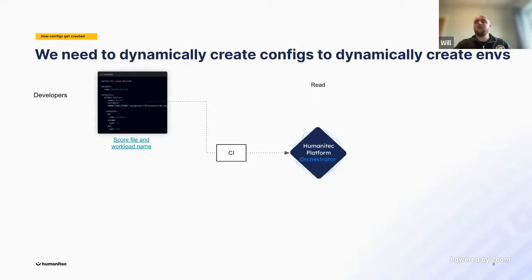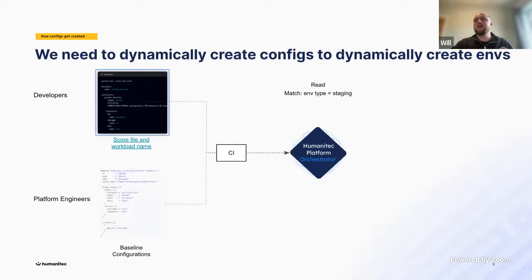CI is going to inform the Humanitec platform orchestrator, and then the orchestrator is going to read that Score file. It's going to combine it with context. So that might be, hey, the environment type is staging. And then it's going to use the configurations made by platform engineers, which we'll touch on more in a second, to actually go ahead and create and deploy that environment.